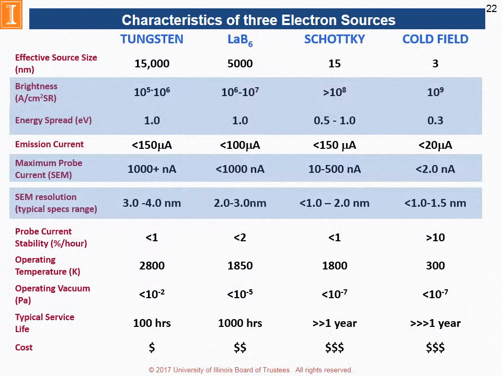Spatial resolution might be one of the most important specifications of a microscope. Let's take a look. Resolution in SEMs with tungsten source is no better than 3 to 4 nanometers, while resolution in SEMs with cold field emission gun can reach 1 nanometer or even better. Schottky source SEM is again very close to that of SEM with cold field emission gun.